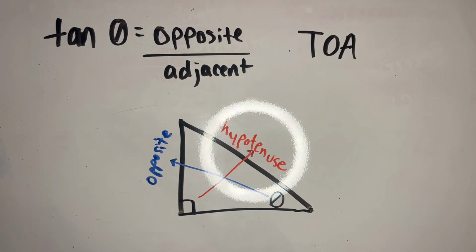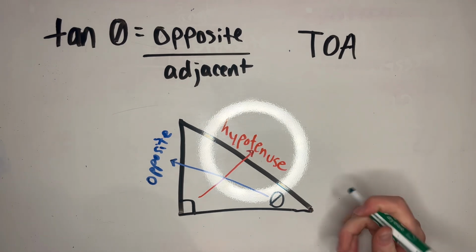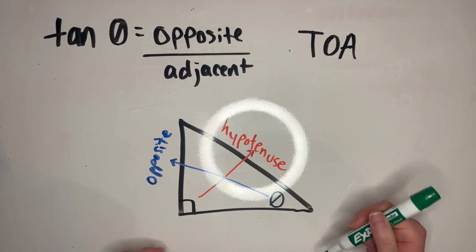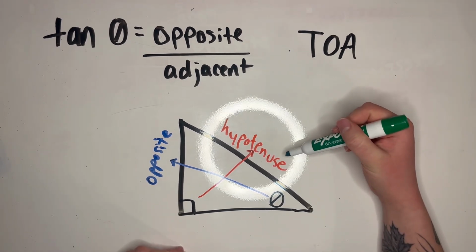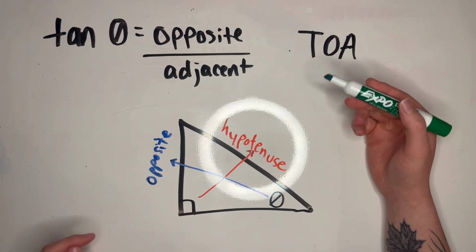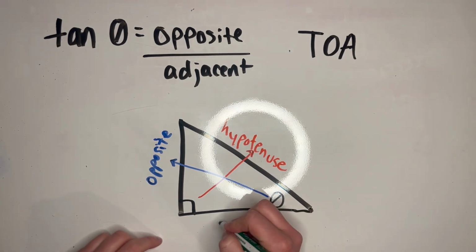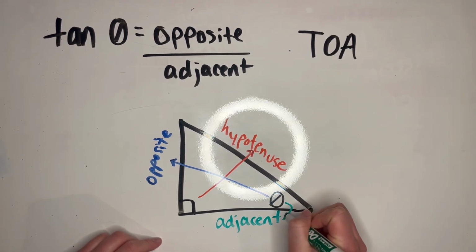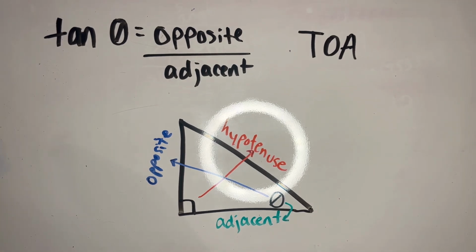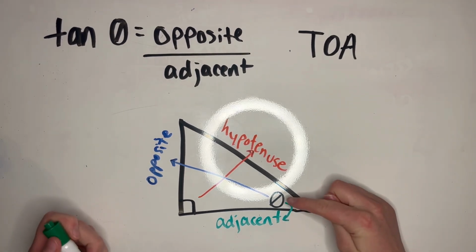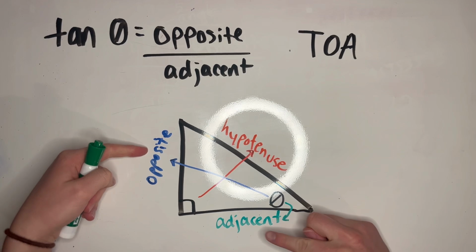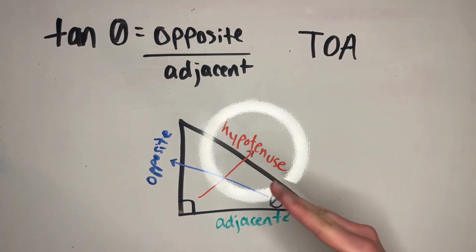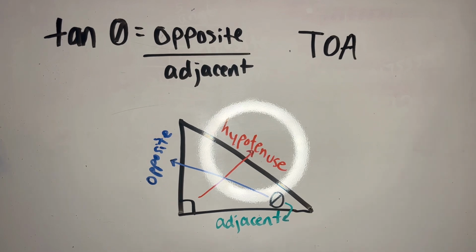Then your adjacent side, this is where some people get confused. Is it this or is it this side? Well, we already identified this side as the hypotenuse because it's directly across from the 90. So that means that this has to be our adjacent side. And for tangent, all we're going to be using is information from this angle and our opposite and adjacent sides. We are not going to be using any information from the hypotenuse for these equations.